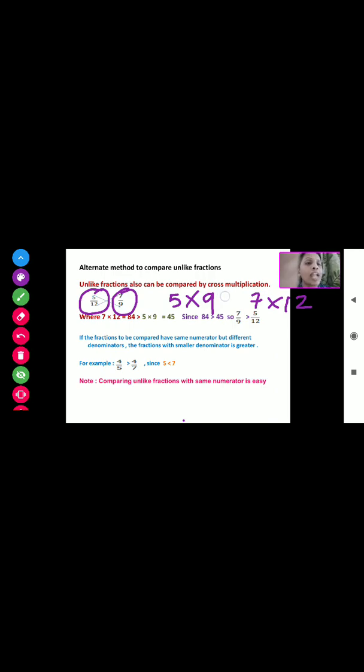So 5 into 9 is equal to 45 and 7 into 12 is equal to 84, and as we know 84 is greater than 45. So 84 is the answer for the second fraction, whose numerator was 7. So obviously 7 by 9, the second fraction, is greater than 5 by 12, our first fraction. You can see over here. So like this, by cross multiplication you can easily compare the fractions, but it is only possible when you have to compare only two fractions.